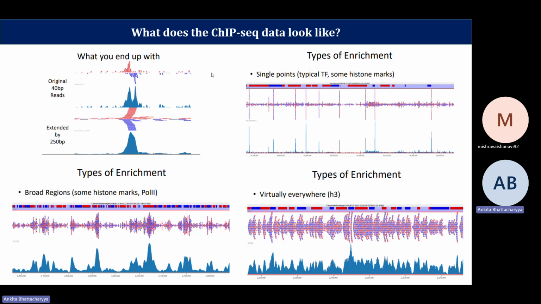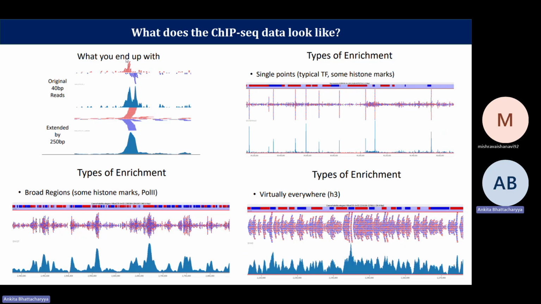Next, you have the different possibilities or the different types of enrichment which may occur. So commonly you would see for histone modifications like we just discussed, all the 5 core histone marks or some core histone marks can show this tendency whereby there are single points where you will get enrichment.